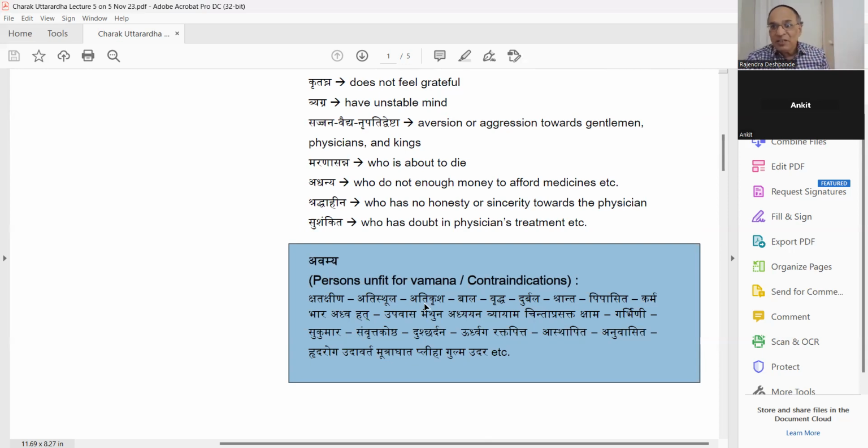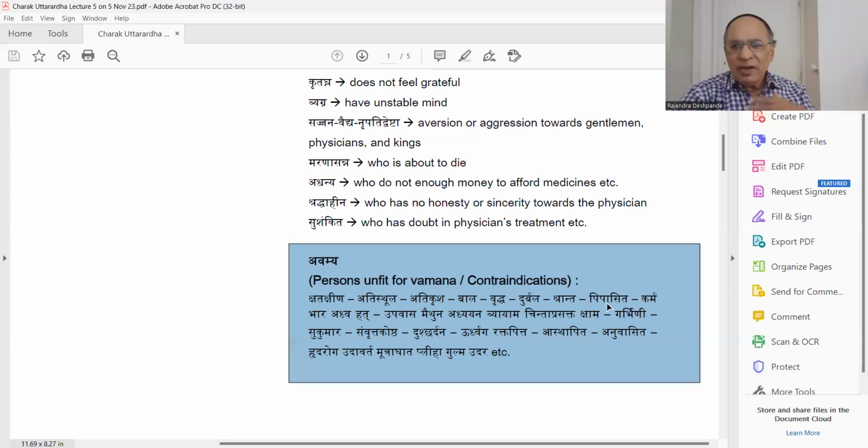This is a separate chapter in Nidana. Everywhere. Okay, Bal, very small children below 10 years, don't give. Vruddha, very old, above 60, above 70. Durbala, weak patient. Shrant, very much tired. Pipasit, very much having a lot of thirst. Pitta predominant. Don't give the Vamana.